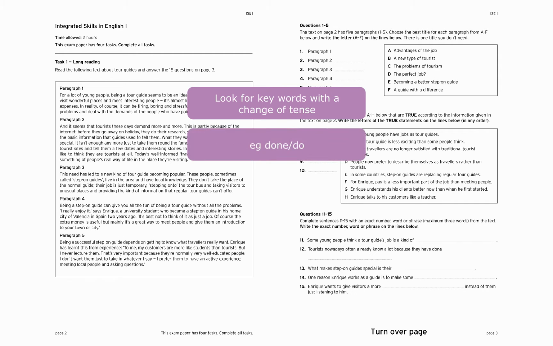For example, if you see the word done, it might appear in the text as do, because done is a past form of the verb to do. Or if the keyword is had, then look for have. If the keyword is have, maybe look for had or have had.